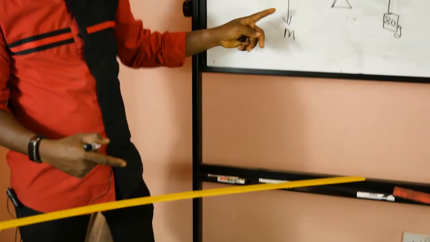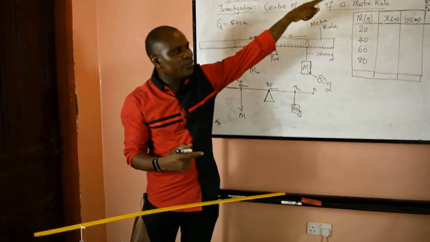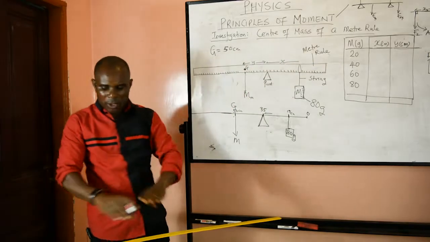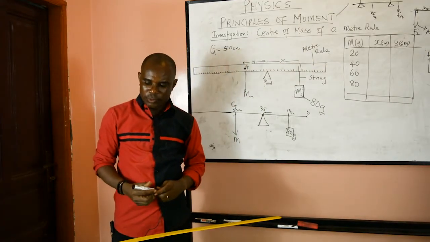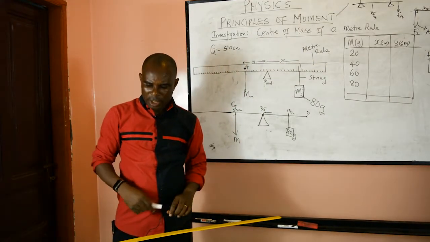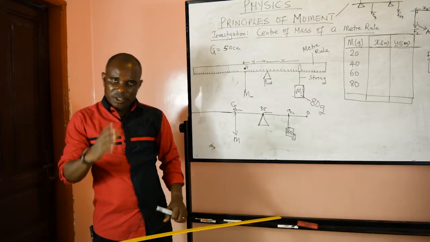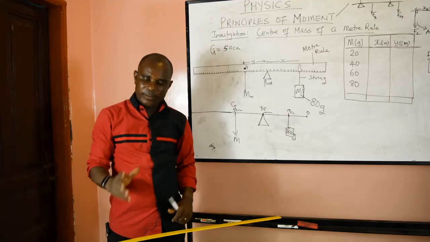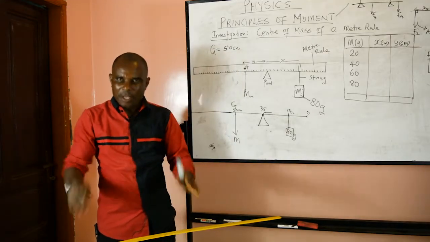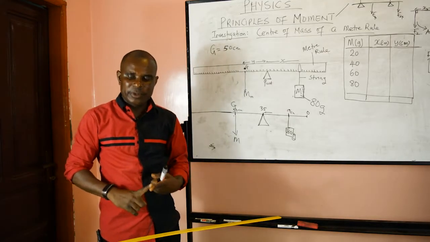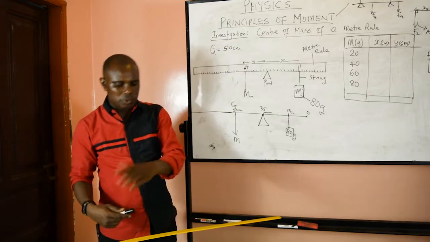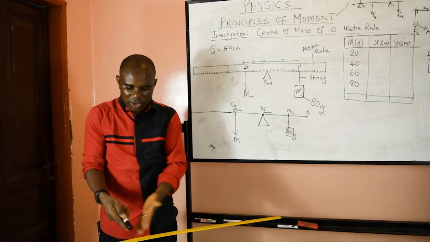So now I want to use the principle of moments, which says that for this meter rule to be in this horizontal equilibrium, something has taken place here. It is now maintaining horizontal equilibrium because of the conditions for systems of parallel forces that are coplanar. For them to maintain horizontal equilibrium, the clockwise turning moment must be equal to the anti-clockwise turning moment about this point called the pivot.